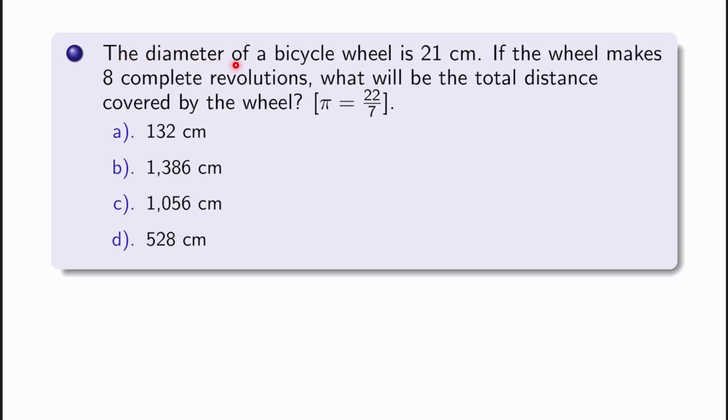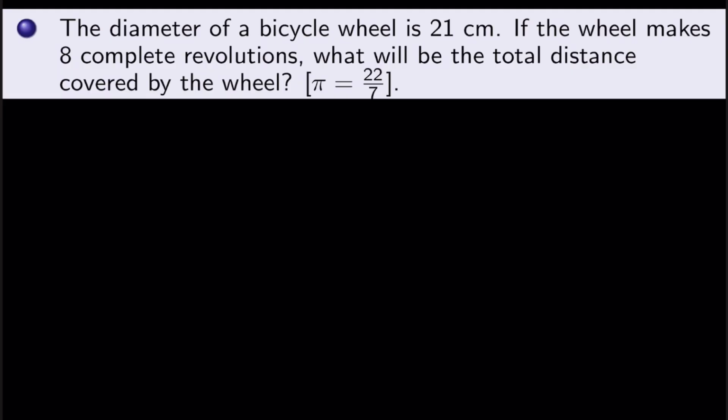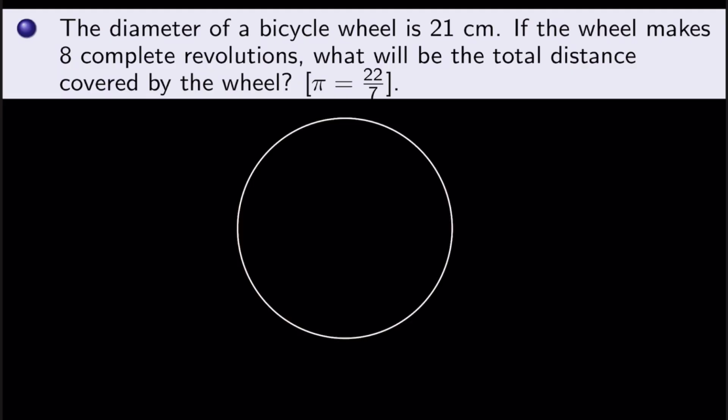The diameter of a bicycle wheel is 21 centimeters. If the wheel makes 8 complete revolutions, what is the total distance covered by the wheel? Take pi to be 22 on 7. To solve this question, it's better for us to draw the bicycle wheel. So let's take this circle as our bicycle wheel. And we are being told that the diameter of this bicycle wheel is 21 centimeters.